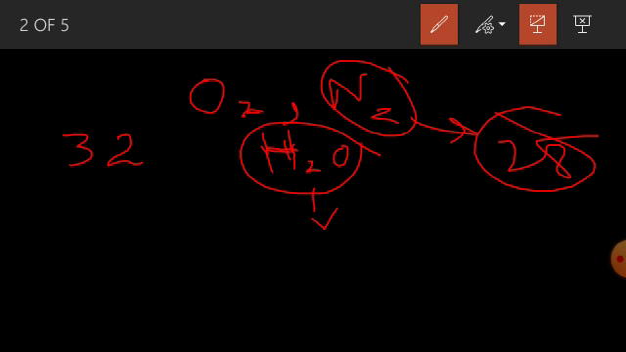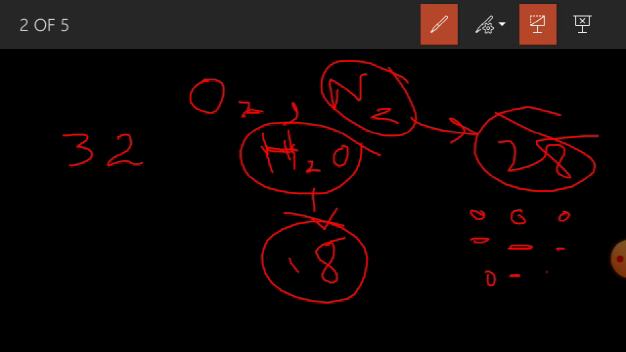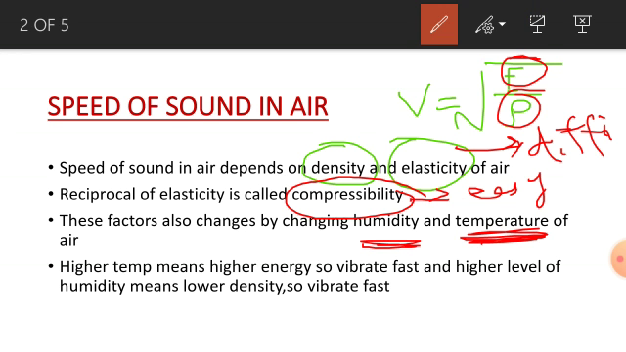If you talk about H2O, then 2 H make 2 and 16 for oxygen, so this becomes 18. So it means the density of H2O molecules is less than N2 and O2. So if in air molecules are replaced by H2O molecules, water vapor molecules, then density of air overall decreases. And if density decreases, by using this formula you can say that speed will increase.